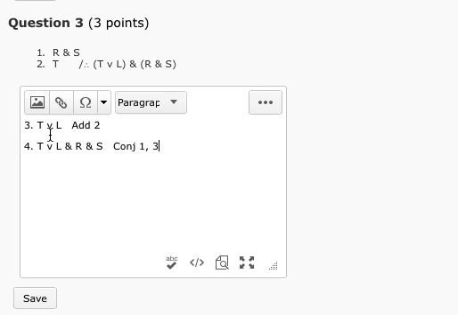So since what I'm conjoining is the R and the S on the one hand, and the T and the L on the other hand, I've got to make sure that I represent that in the way I join them together, group the sentences together. So that's what it should look like for number 3.